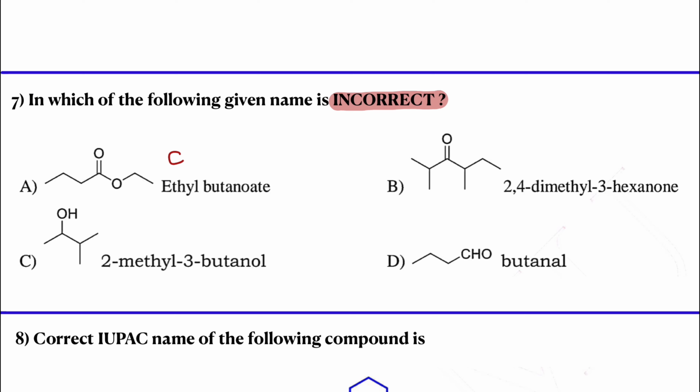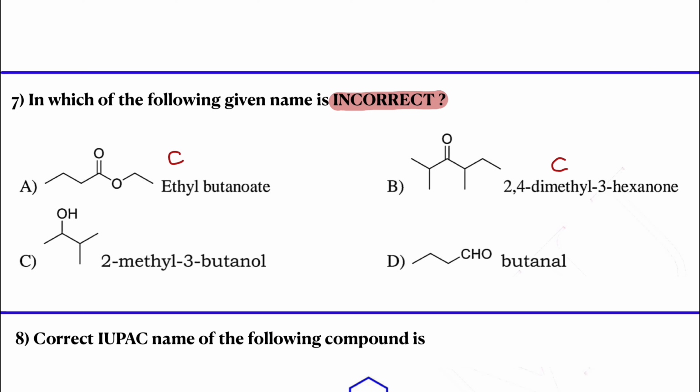Next one, this is the ketone functional group. Numbering should be from the left side, 1 2 3 4 5 6. So 2,4-dimethylhexan-3-one, 3-hexanone. So this is also correct. This is the correct IUPAC name.